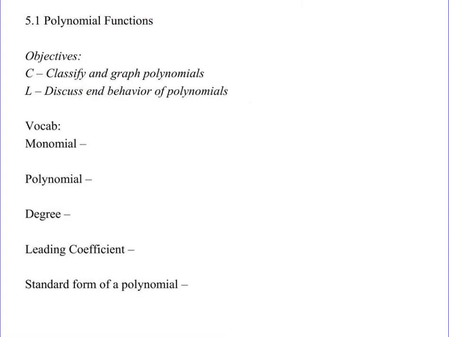Chapter 5 is all about polynomials. We've been working with polynomials so far: linear functions and quadratic functions, so lines and parabolas. In this chapter, we're getting into polynomials that have higher degrees than just 0, 1, or 2. Polynomials that have a degree of 3 or 4 or even 5, okay? And what those graphs look like and how we work with those.